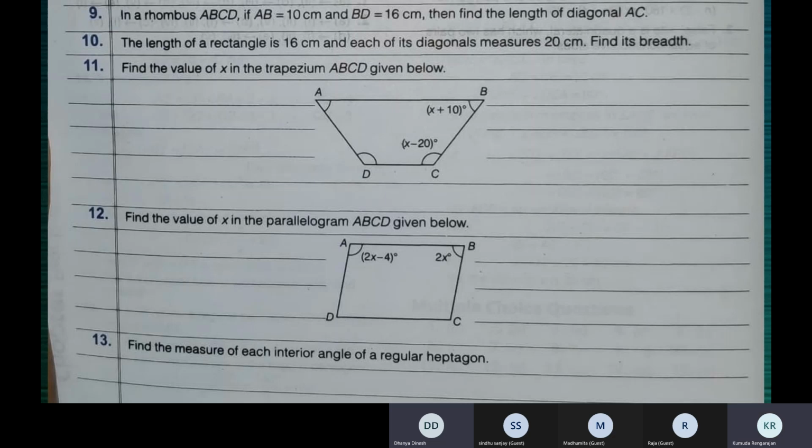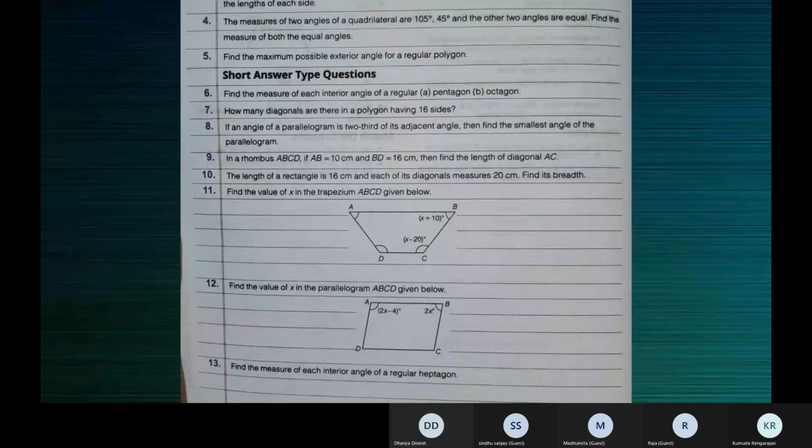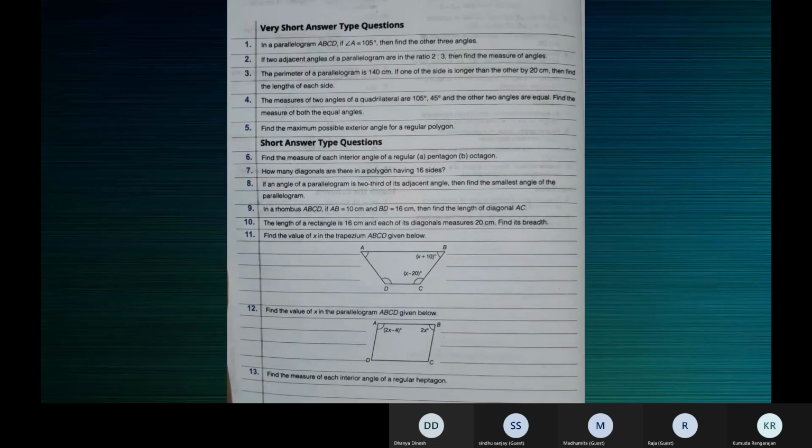Ma'am, breadth is 12 centimeters, ma'am. How did you do it? Using Pythagoras theorem, ma'am. Yeah, correct. Your answer is right, Danya. 12 centimeters.